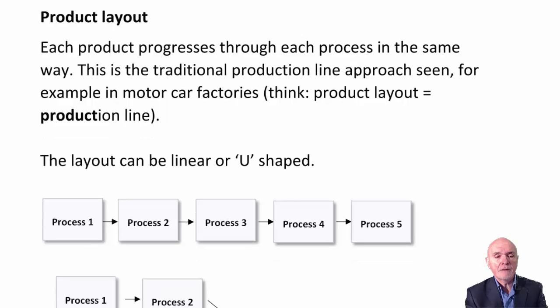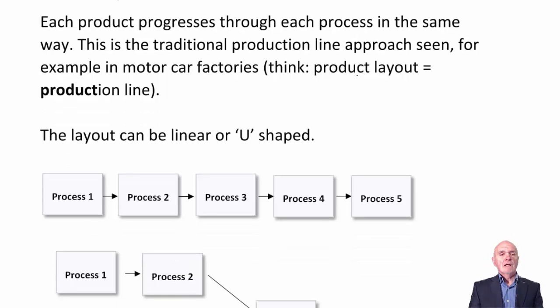Next, we have product layout. And here each product progresses through each process in the same way. Now, it's a bit like the previous example, but we're really setting up a kind of separate production line for each product. So this could be drilling, this could be cutting, this could be polishing, this could be plating, this could be testing. But for that particular product, it's going to go through all 5 of those processes.